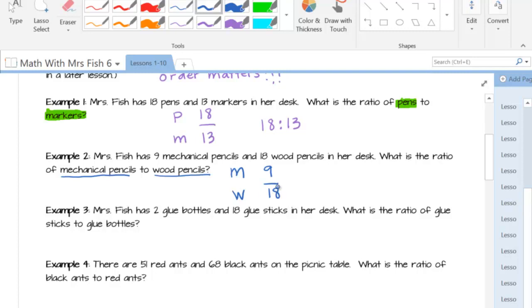As I mentioned up above, we simplify just like we would with fractions. Both of these can be divided by 9. So I'm going to write divided by 9 over 9. Now, this really isn't the proper way of showing this, but it works for what we're doing. 9 divided by 9 is 1. 18 divided by 9 is 2. That's the ratio. For every 1 mechanical pencil, there are 2 wood pencils.